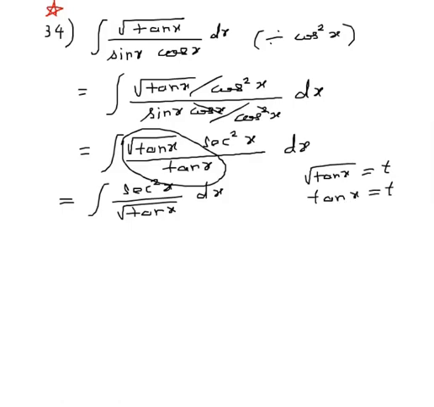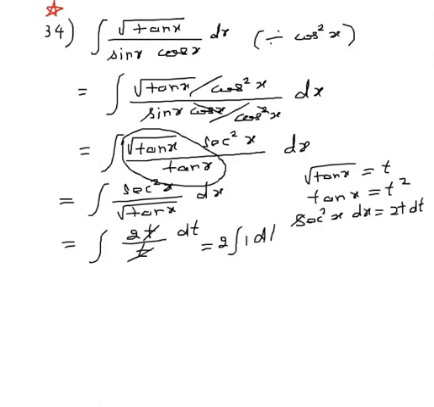Square both sides to remove the root sign and differentiate both sides. Differential of tan x is secant square x dx. The other side is 2t dt. Therefore the function becomes, the numerator is 2t dt divided by t. 2 is a constant, so 1 dt. An integral of 1 is t. With respect to t, we are doing the integration. dt is there. Now substitute for t. So 2 times root tan x plus c.